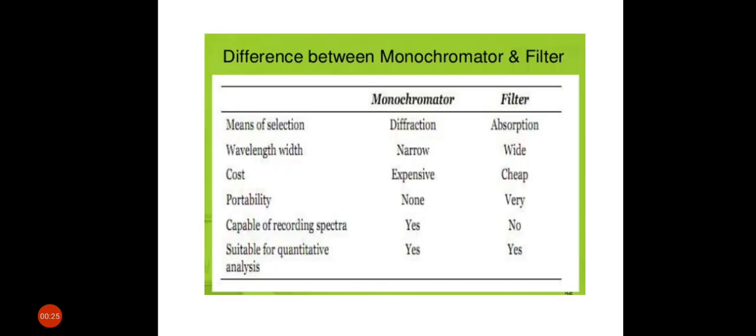So there is a certain difference between monochromator and filter. The selection procedure for monochromator is diffraction, and filter shows absorption. For monochromator, wavelength width is narrow but for filter wavelength width is wide. Monochromator cost is expensive, filter is cheap. Portability is none for monochromator but filter portability is very okay. Monochromator is capable of recording spectra but filter is not capable of recording spectra, and both are suitable for quantitative analysis.